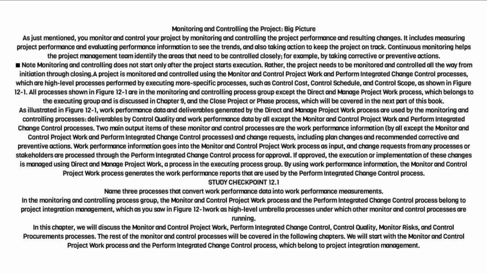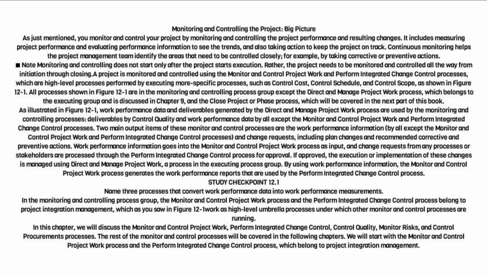Note: monitoring and controlling does not start only after the project starts execution. Rather, the project needs to be monitored and controlled all the way from initiation through closing. A project is monitored and controlled using the monitor and control project work and perform integrated change control processes, which are high-level processes performed by executing more specific processes, such as control cost, control schedule, and control scope, as shown in Figure 12.1.